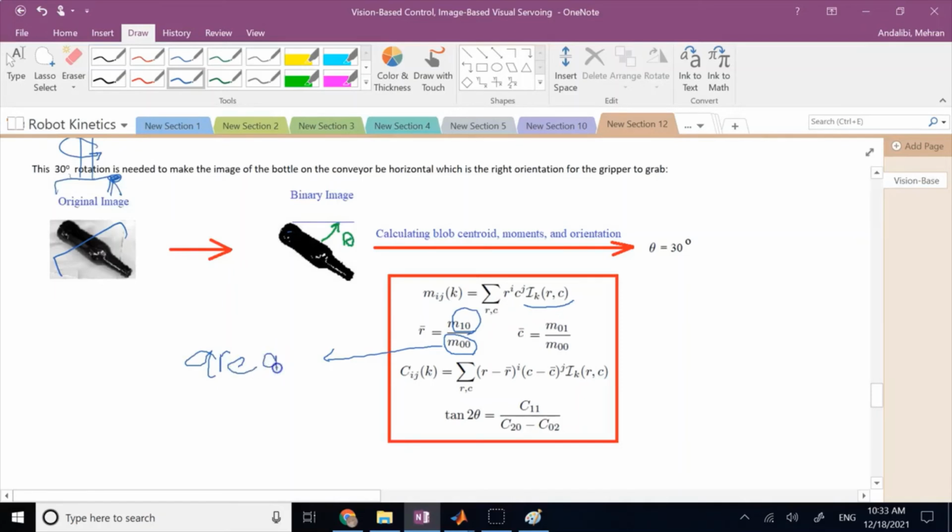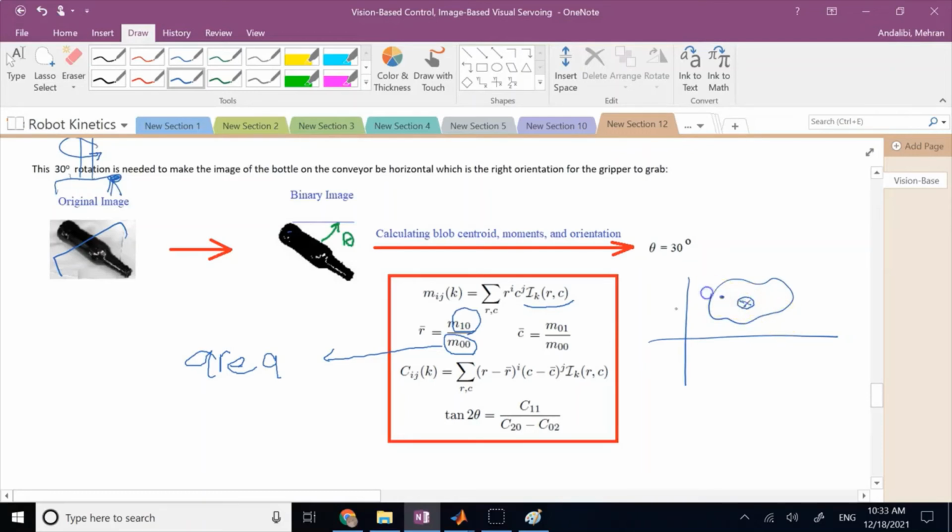Okay? If you basically add the area, divide the moment M10 by the area, that should give you R bar. And that's exactly the definition that we had. If you remember from your statics probably, if you had a specific shape and you wanted to find the centroid of it, what did you do?